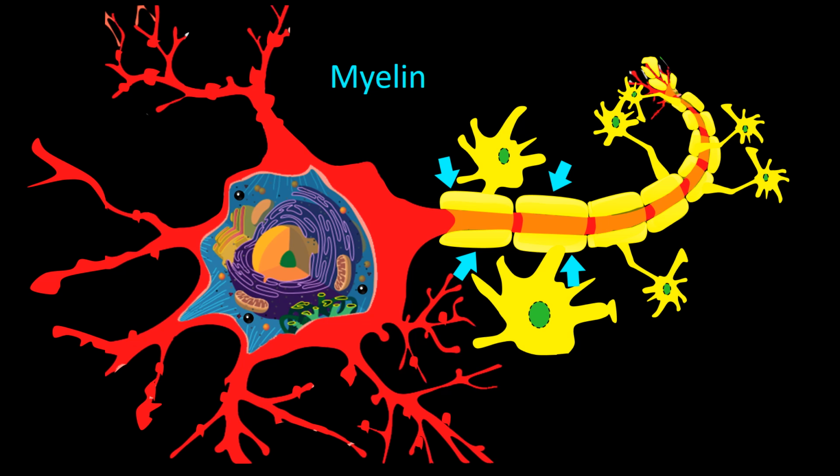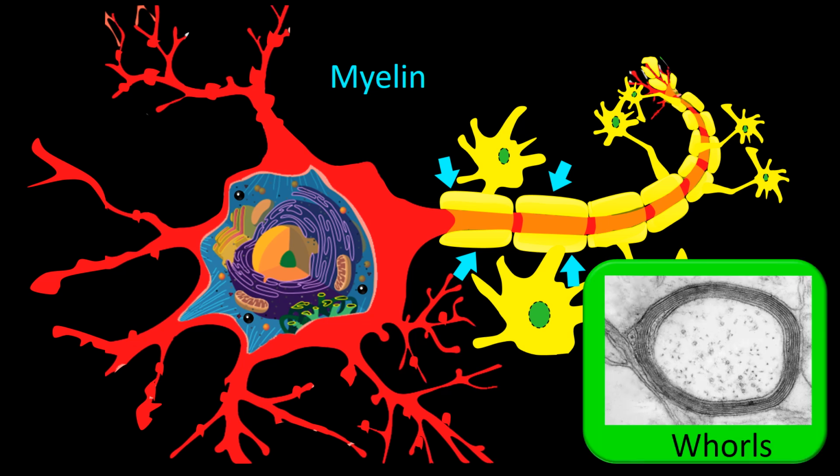In the central nervous system, myelin is produced by oligodendroglia. One oligodendroglia produces myelin for segments of axons of multiple neurons. In the peripheral nervous system, myelin is produced by Schwann cells. One Schwann cell only wraps one segment of one axon.